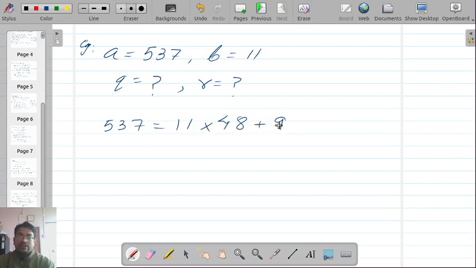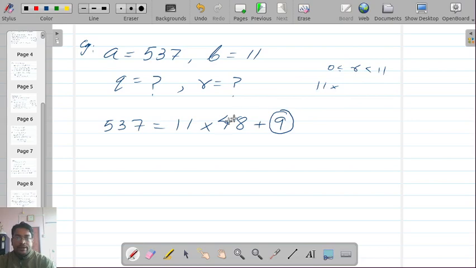Because this is the unique expression. You cannot find any other expression involving a remainder term strictly less than 11. Of course, you can find something more than 11, or maybe less than 0. That is possible, but you cannot find any other thing which lies between 0 and 11.